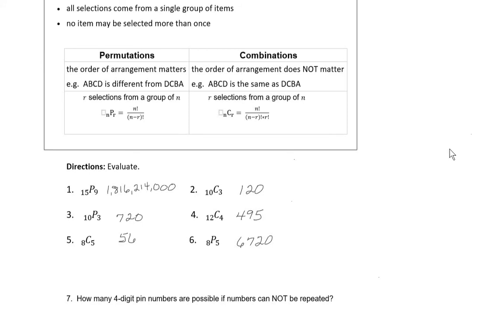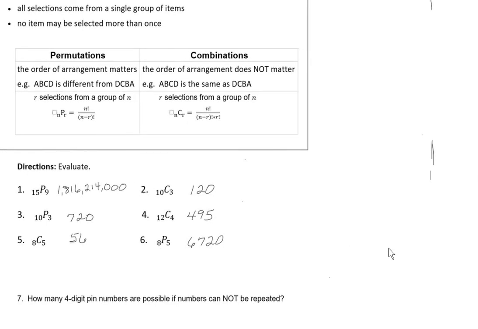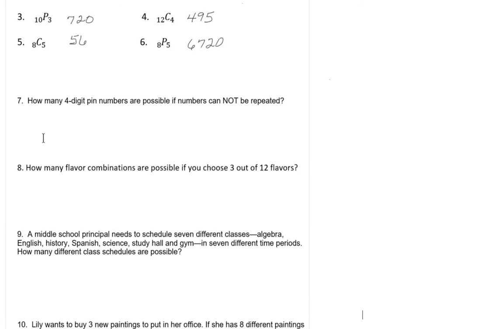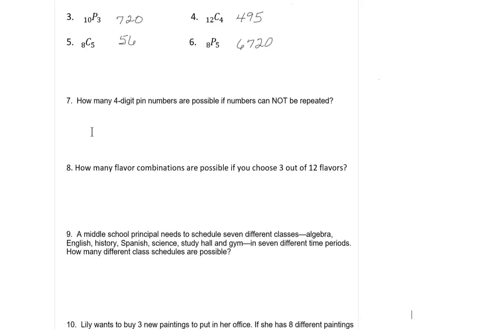Okay, so going on to problem number 7. How many different 4-digit PIN numbers are possible if numbers cannot be repeated? There's a couple of different ways that I could think about doing this problem. One way is to think about it like I have done the other problems. I've got 4 different slots I have to fill. I've got 10 options for that first slot. Numbers cannot be repeated, so then I only have 9, and then 8, and then 7. And I can multiply all those together.